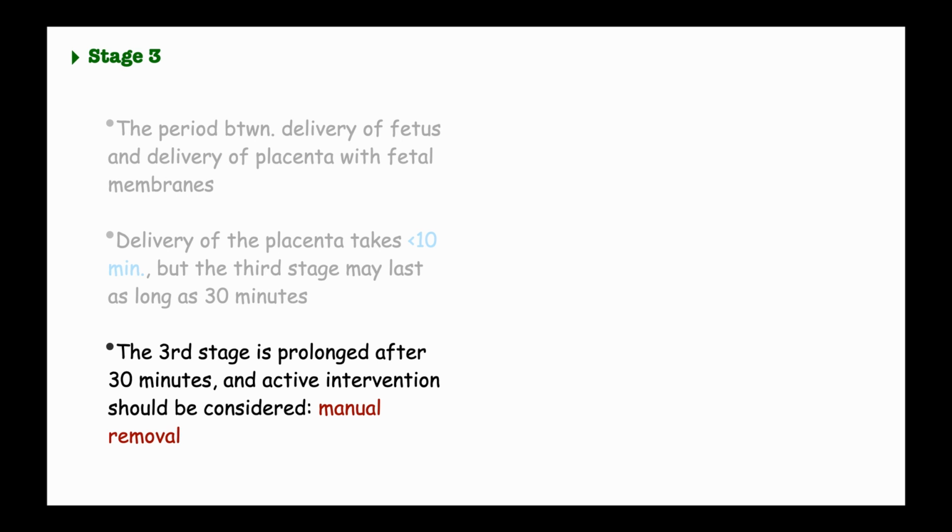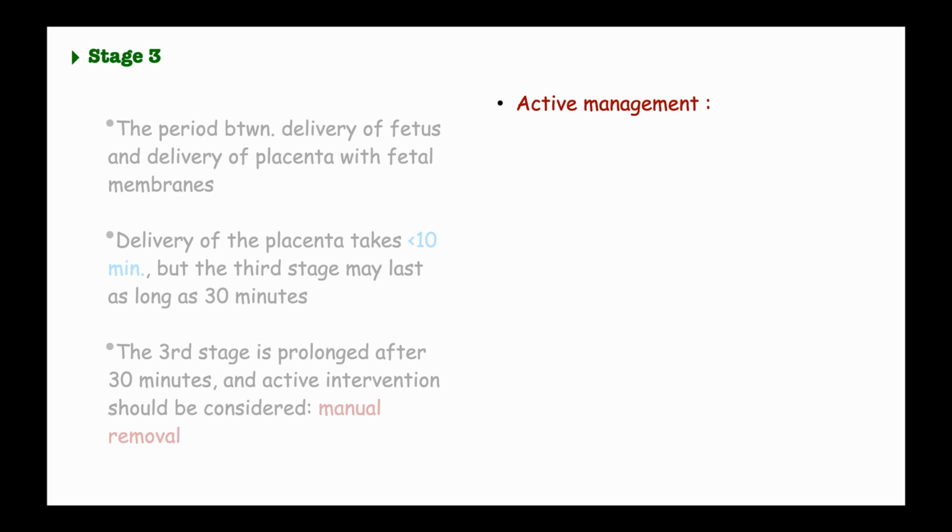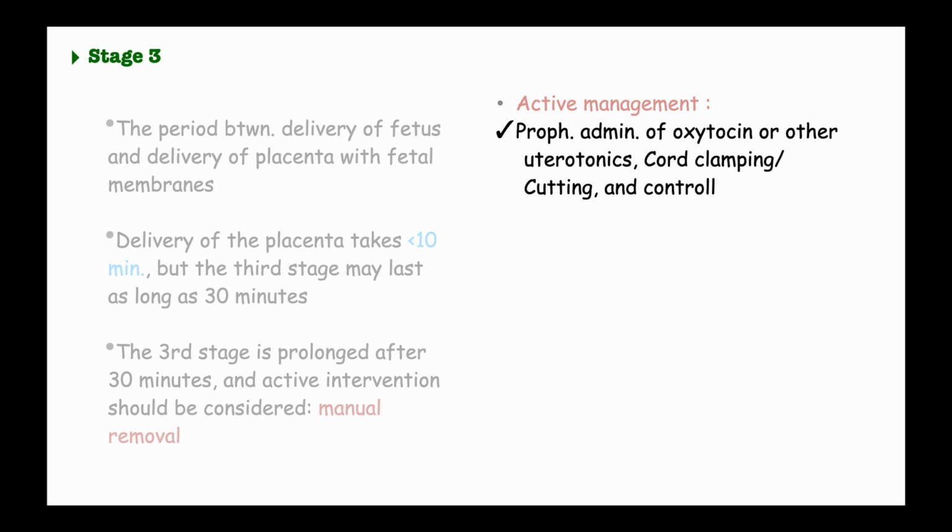So usually you have to resort to manual removal of the placenta. Then, as part of the management of the third stage, we have to give prophylactic administration of oxytocin and some other uterotonics. Then afterwards, we do the cord clamping and cutting. Then we do what we call controlled traction of the umbilical cord to help in the delivery of the placenta.